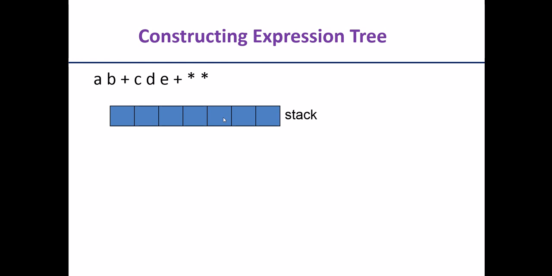So let's see a demo for constructing an expression tree. Suppose we have a stack and we are given a postfix expression. This expression is in postfix form. We will read one character at a time from this expression. Suppose we have A, B, C, D. These are operands, and we suppose they are all from 0 to 9. They are not double figures.